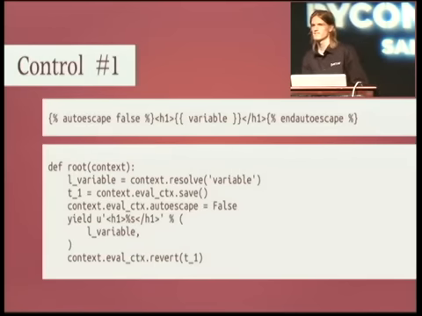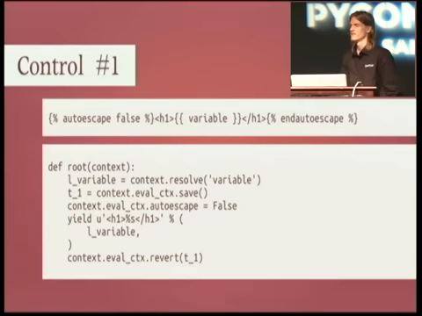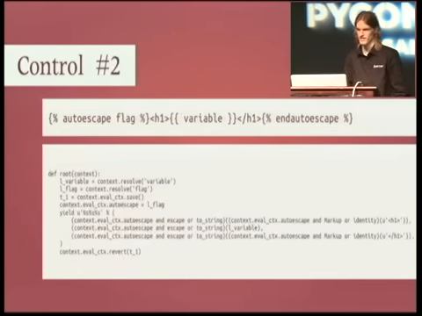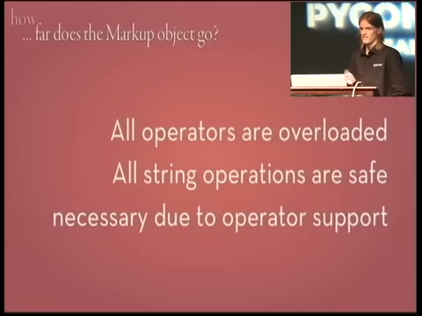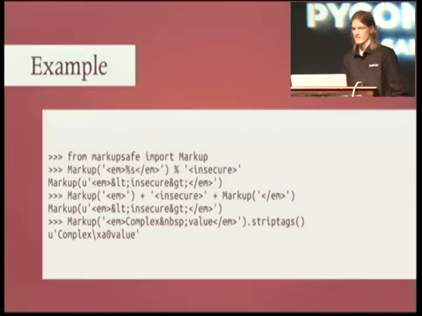The reason why it does this is that the runtime knows if it can actually rely on auto escaping to work or not. And here's a more complex example of how this would work if the auto escape is not recognizable at compile time. All right. All the operators on the markup object are actually overloaded, so you can create a markup object from a string, and then you can pass an insecure string to the string formatting operators, and it will work.